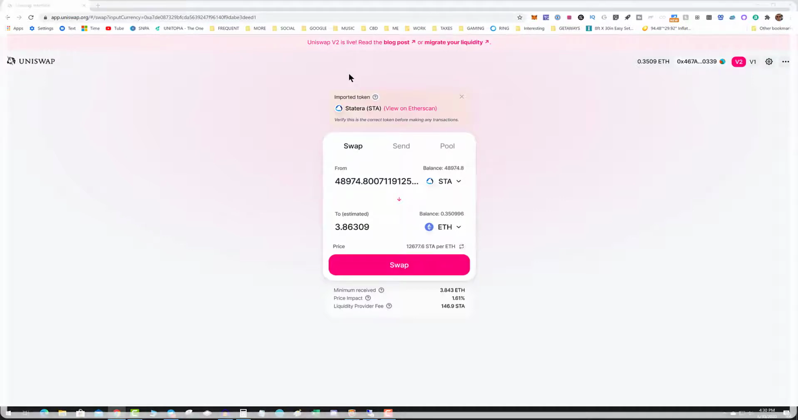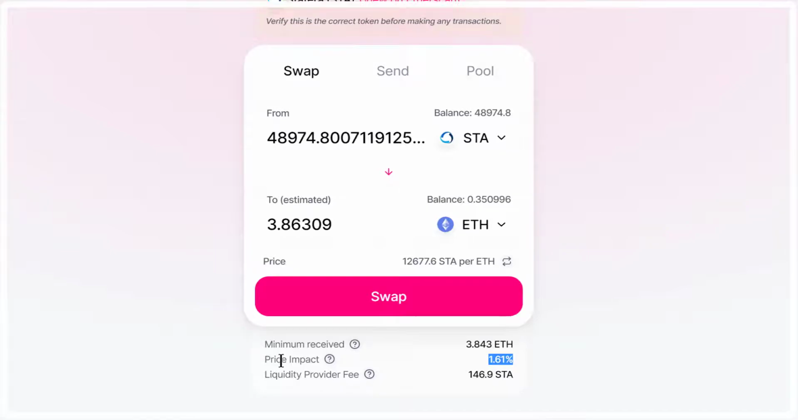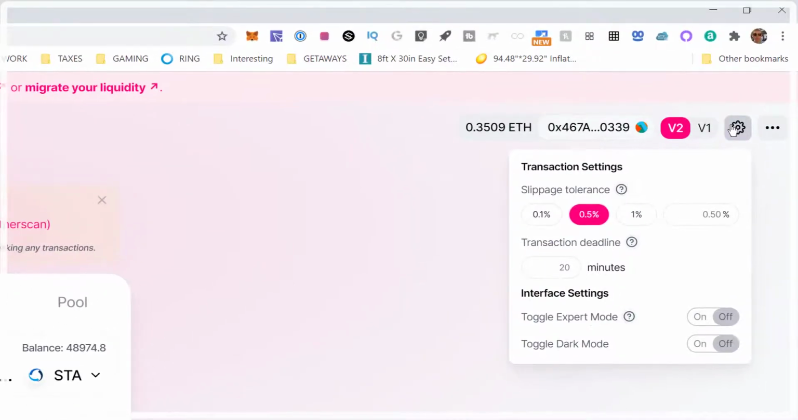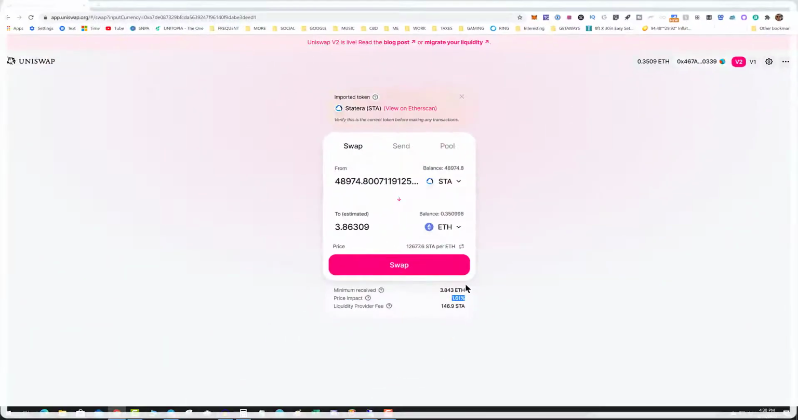Now let's talk specific to slippage. Everyone talks about slippage. Slippage is basically correlated to the price impact. So it says 1.61. Well, by default, if you click up over here on the gear, see how the slippage is set to 0.5? Well, if I tried to sell this whole stack at once, this transaction would fail because in essence the price impact is the price slippage. Basically they're the same thing.